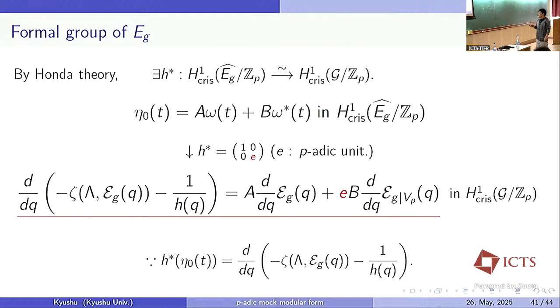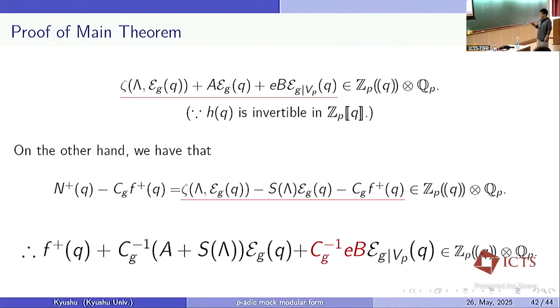And by using these equations, we conclude that zeta epsilon zq plus a epsilon zq plus eb ez epsilon dvbq is an element in ZPQ tensor QP because HQ gives an isomorphism. Therefore, HQ is invertible in ZP double bracket Q.